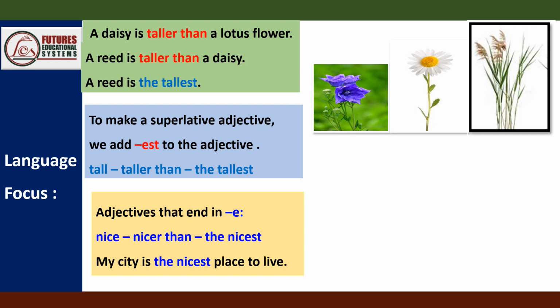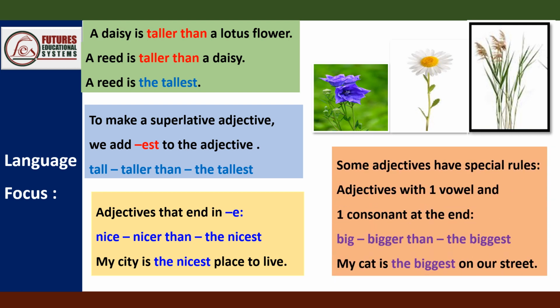Adjectives that end in E, like the adjective nice, we do not add another E, we just add R, so it becomes nicer than and the nicest. My city is the nicest place to live. Some adjectives have special rules.